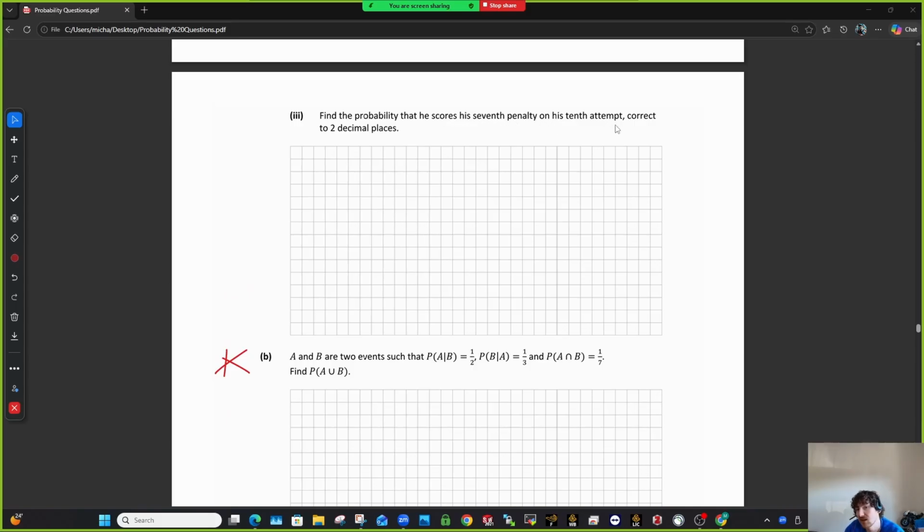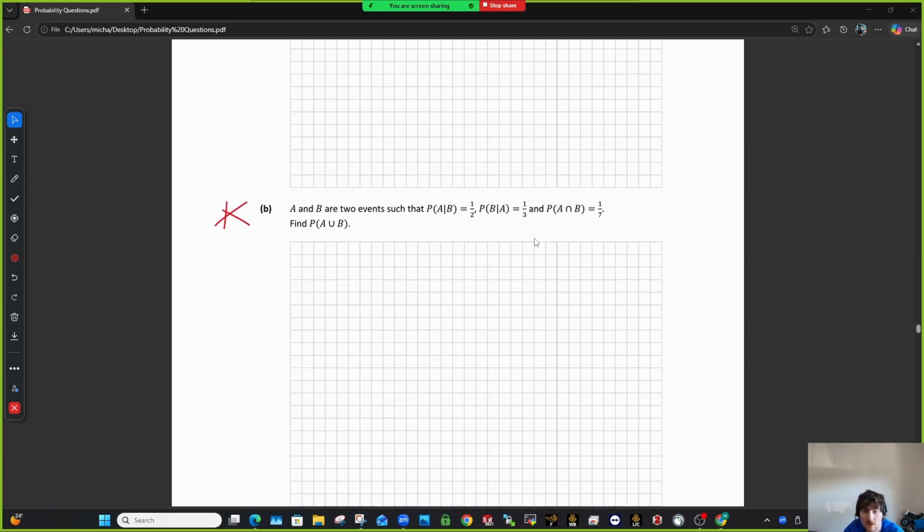Scores his 7th penalty on his 10th attempt. So that would be in 9 goals, he scores 6 penalties. We've already done that a second ago with the Archer. Now this is a bit different.